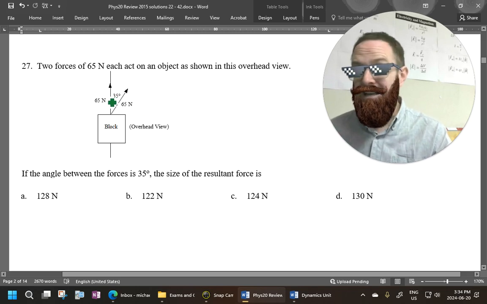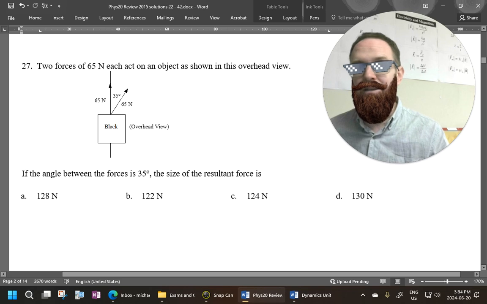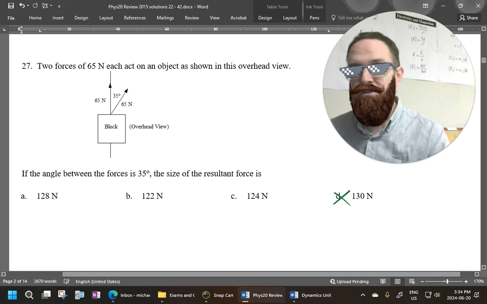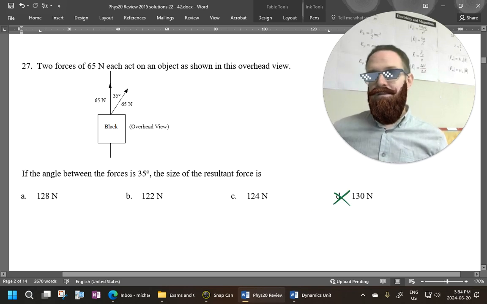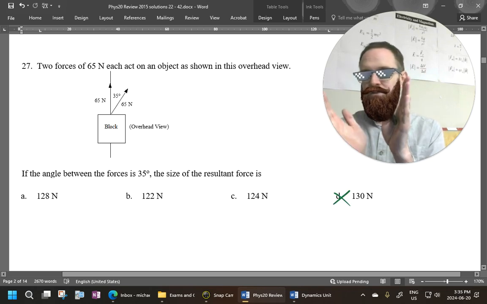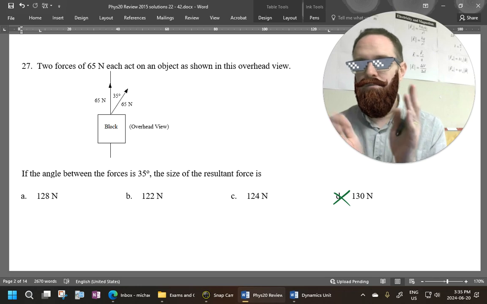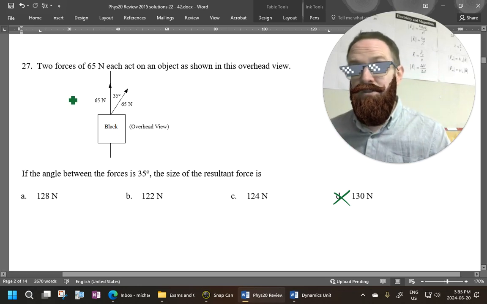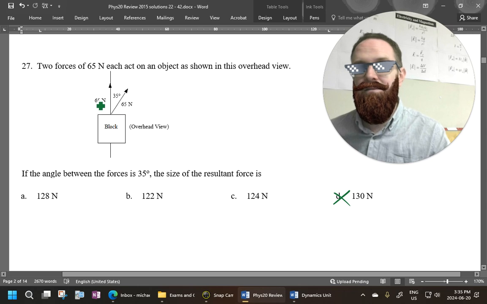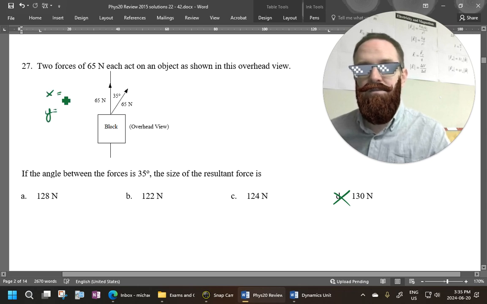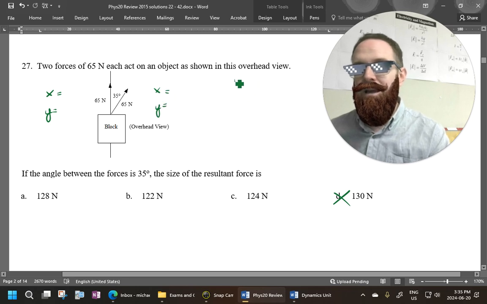So remember, when adding vectors, we don't just add the magnitudes together. So this is not going to be 130, right? Because they're at different angles, they're no longer collinear. So when we add vectors, we add our x's and y's. So what we need to do here is break these two vectors up into their x and y components, and our F net, our resultant, is going to be the sum of all those x and y pieces.